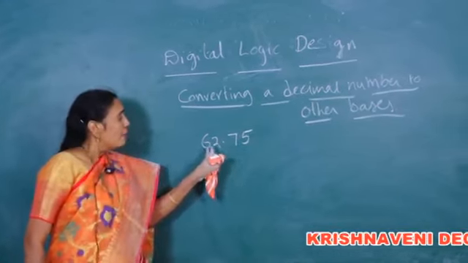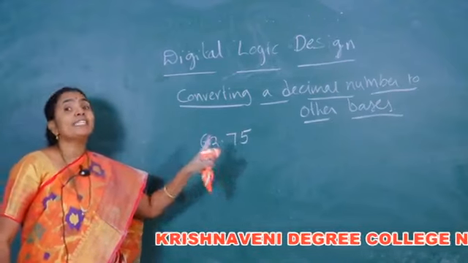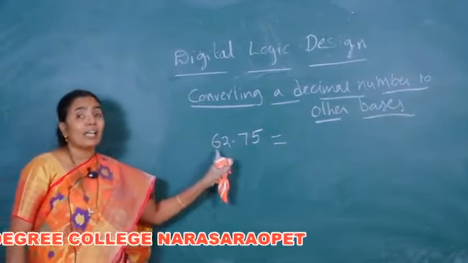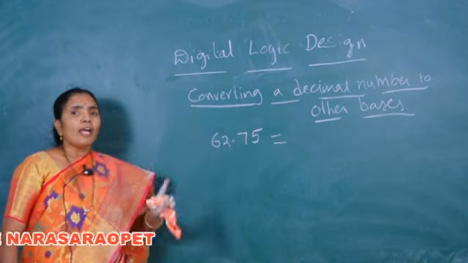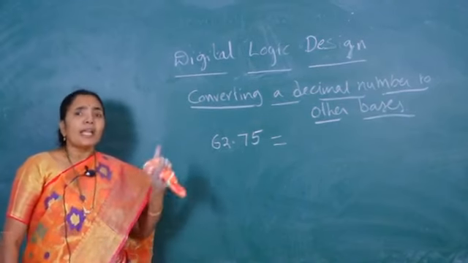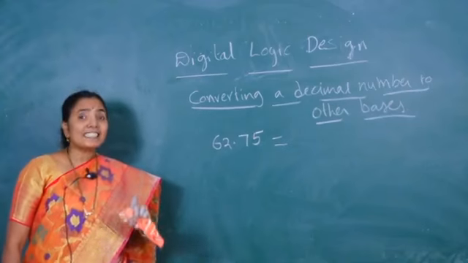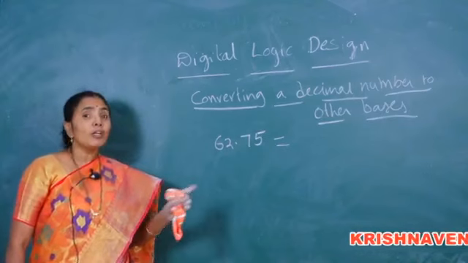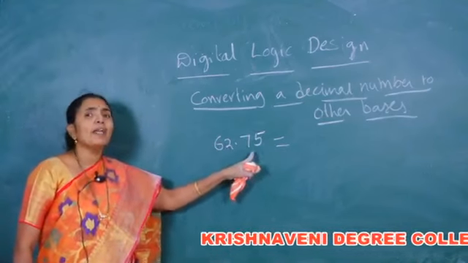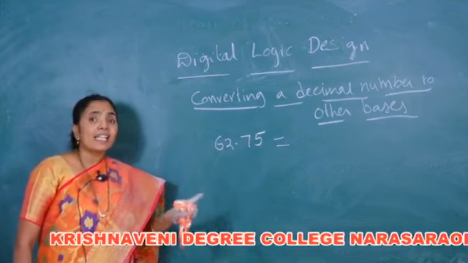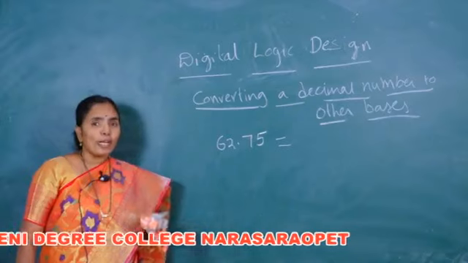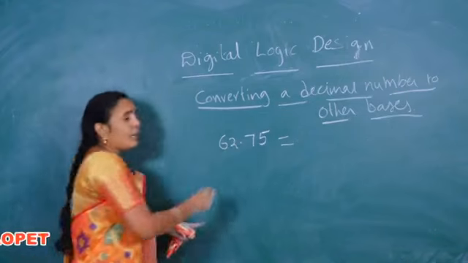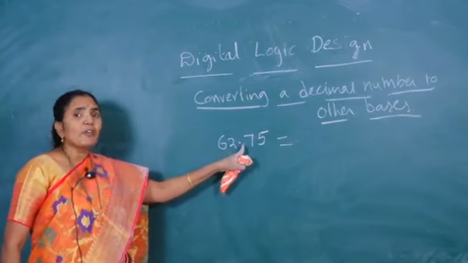So, now we call this number 62.75. Then, how are you able to say that it is 62.75? For any number, it contains digits. Each digit contains the face value as well as the place value. The overall number of those digits is nothing but a summation of the product of face value into place value.